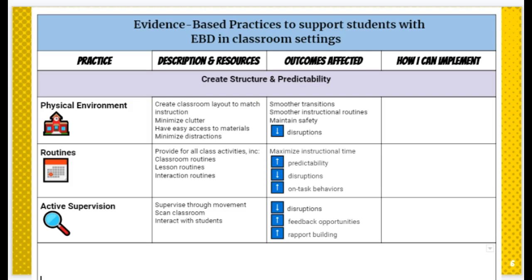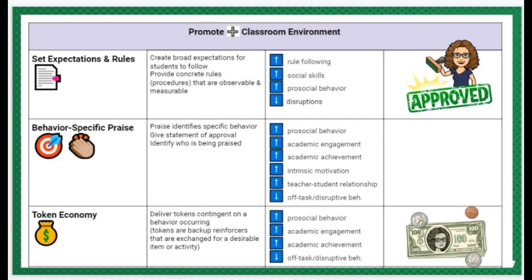When we use active supervision, we decrease the amount of disruptions that happen in the classroom and really start building some positive rapport and feedback opportunities, which are one of the key ways to change outcomes for students with disabilities so that they have more positive outcomes.